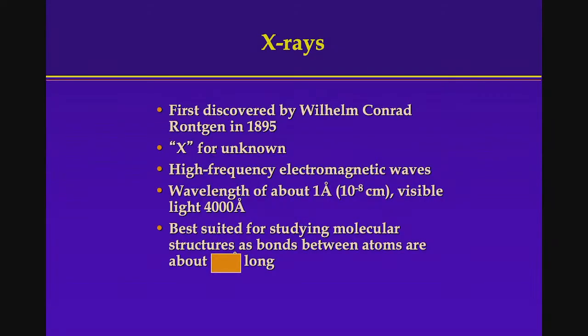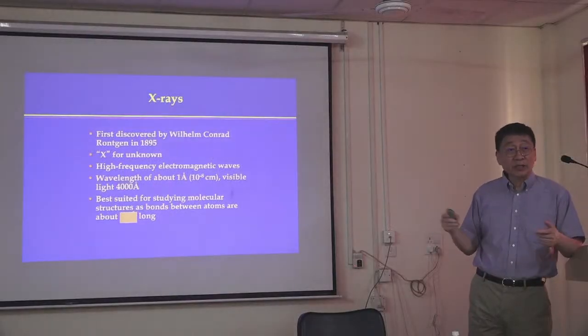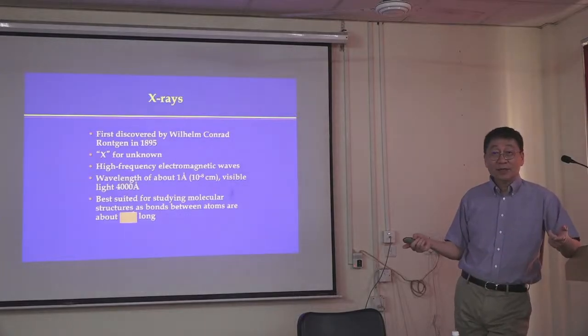So that's crystals. And X-rays, you all know about X-rays, I guess, so I won't spend too much time talking about it. But we work with so-called hard X-rays, which are short wavelength, about 1 angstrom, which is 10 to the minus 8 centimeters. And this is best suited for studying structures because the carbon-carbon single bond is roughly how long?